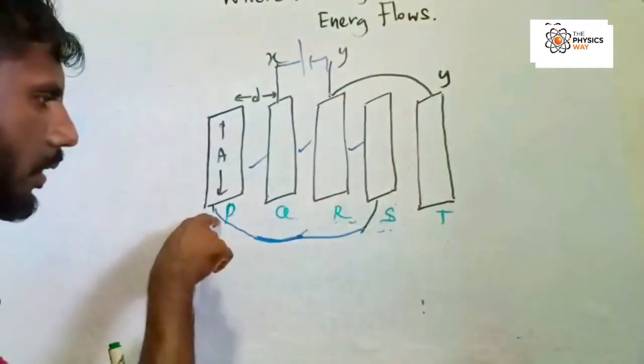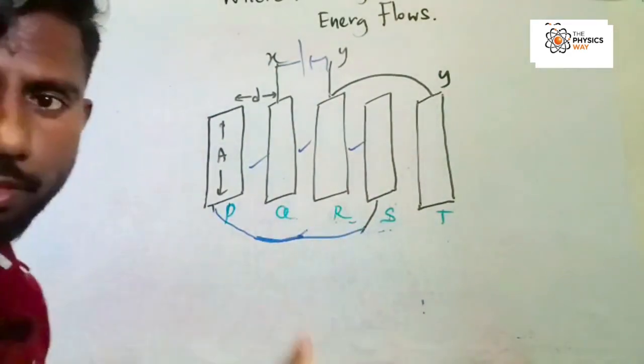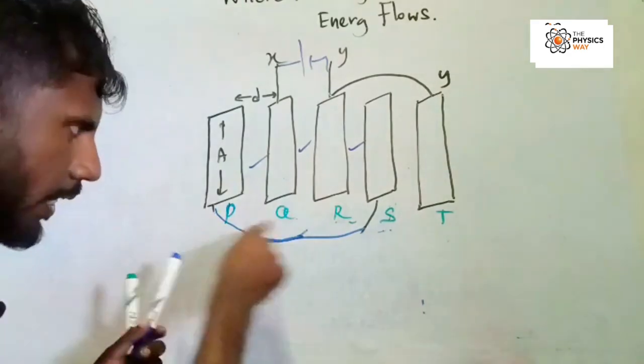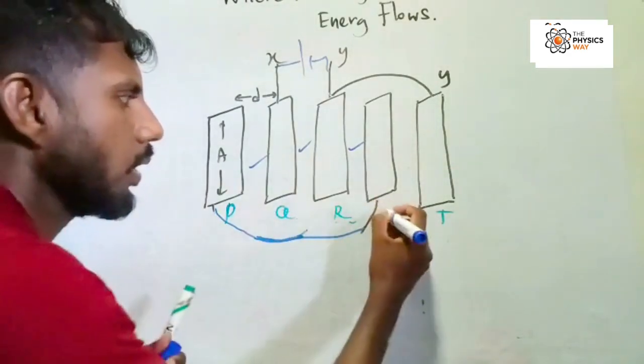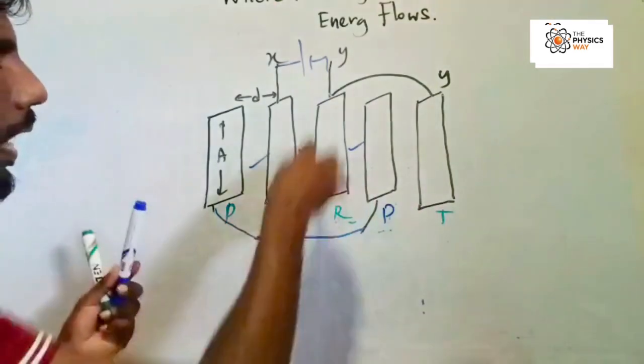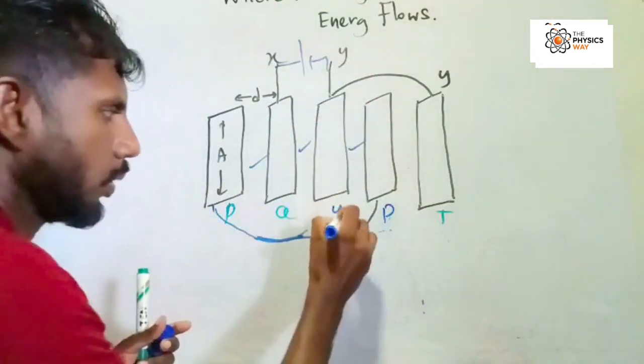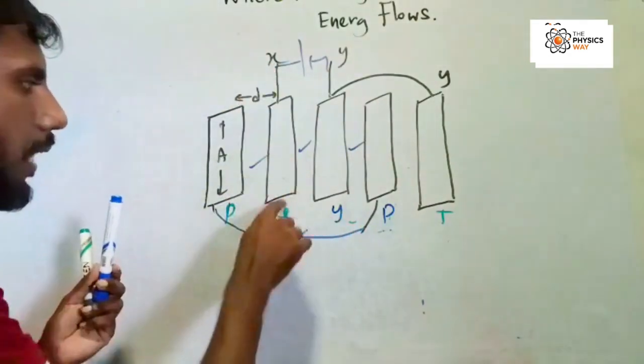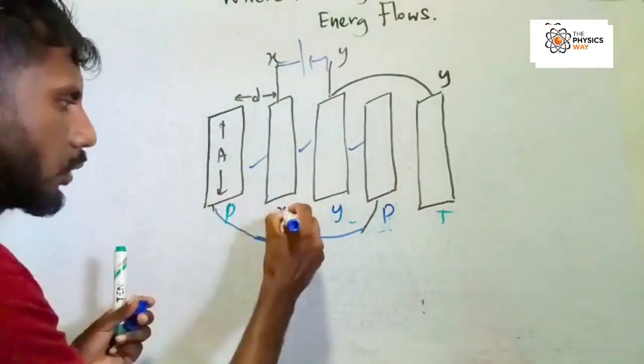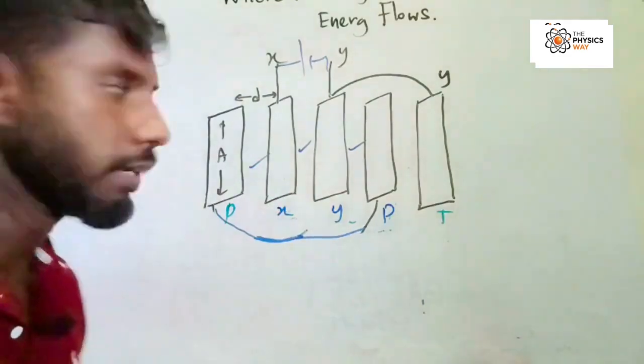With the very same method, this point and this point, those two are connected. So I'm going to name this P. So this point as well is going to be P, right? And this is Y potential. So this has to be Y, and X potential. So this has to be X potential. So now I'm going to redraw the diagram.